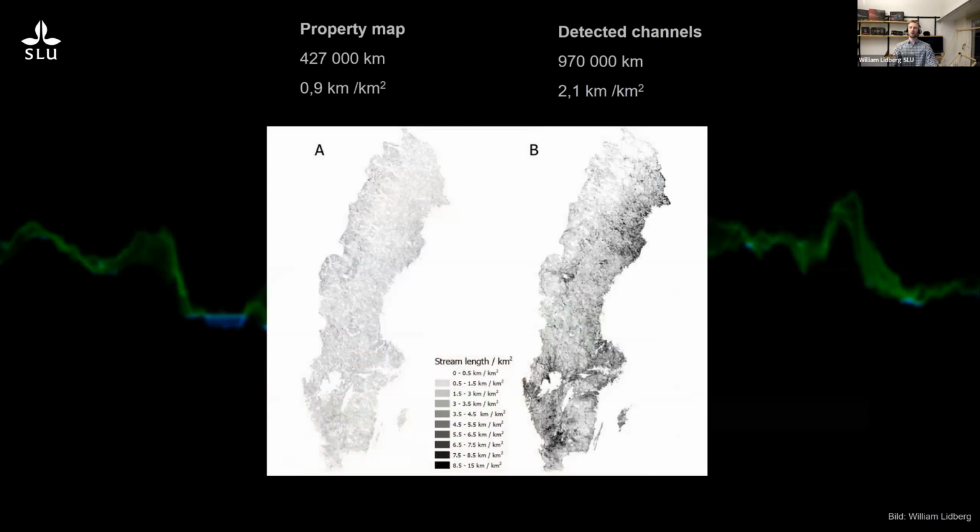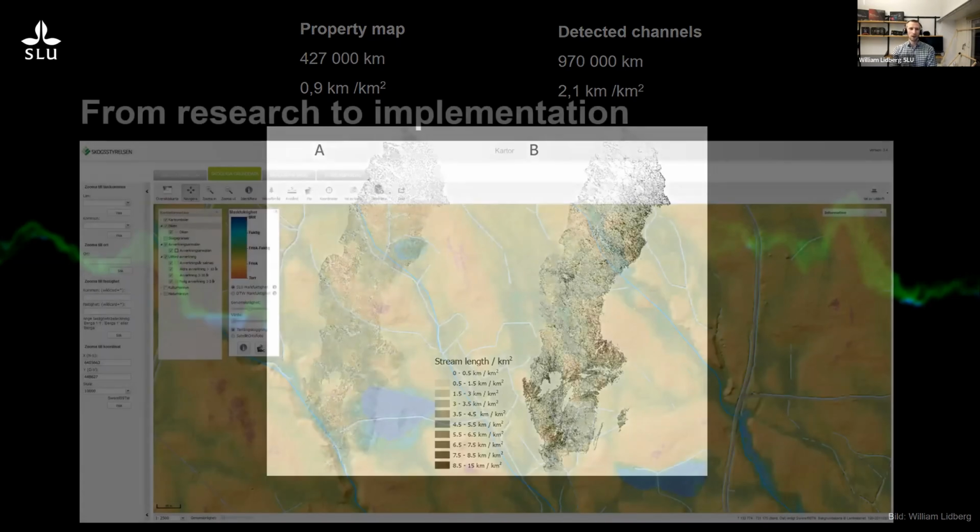And this is a cool comparison. Both maps show stream density, so the number of kilometers of stream per kilometer of area. On the left is the old traditional property map, and on the right you have the ditch density detected by this model. And if you summarize the length of all the detected ditches, you will reach 24 laps around the equator of the Earth. So that's a lot of ditches. And again, most of them dug by hand.